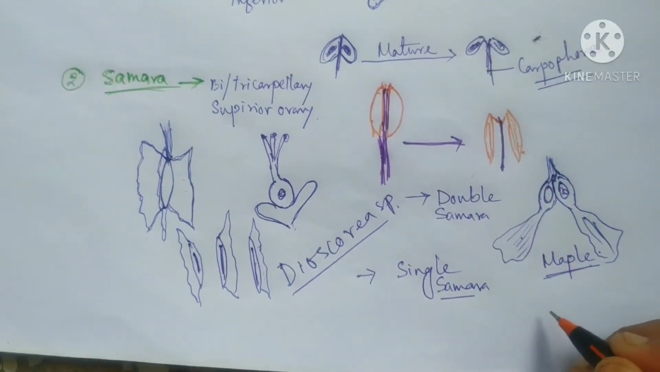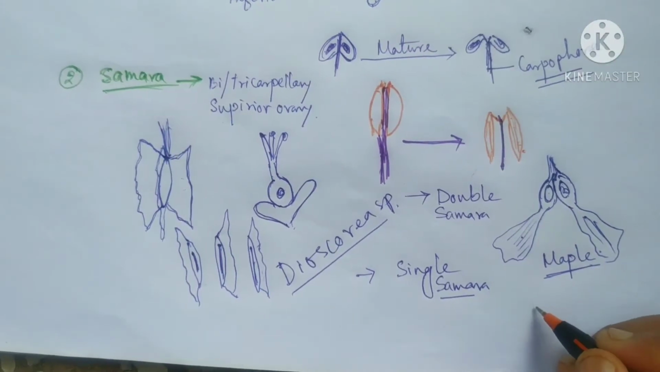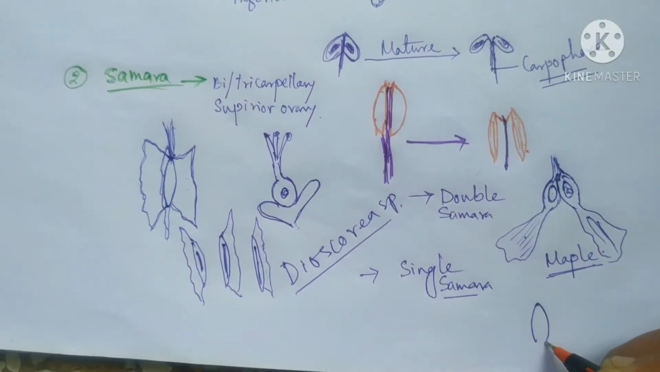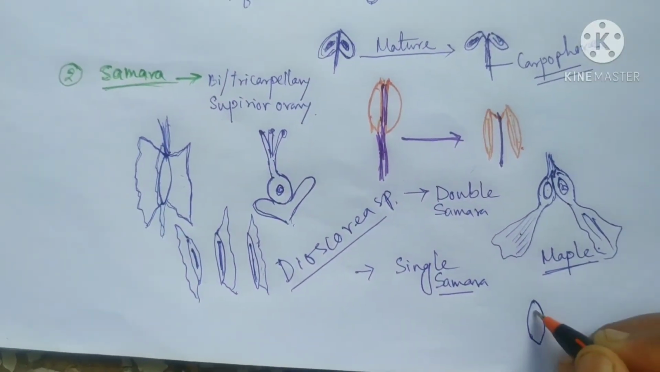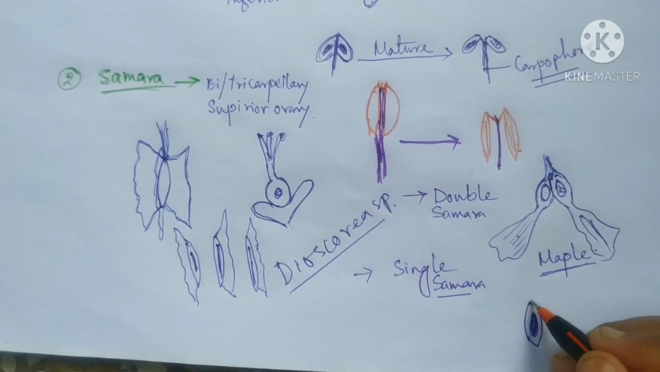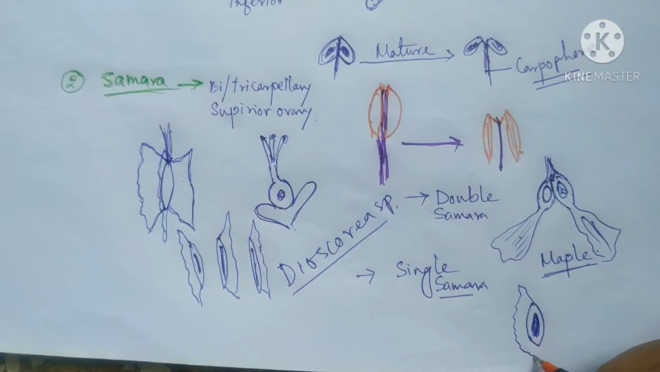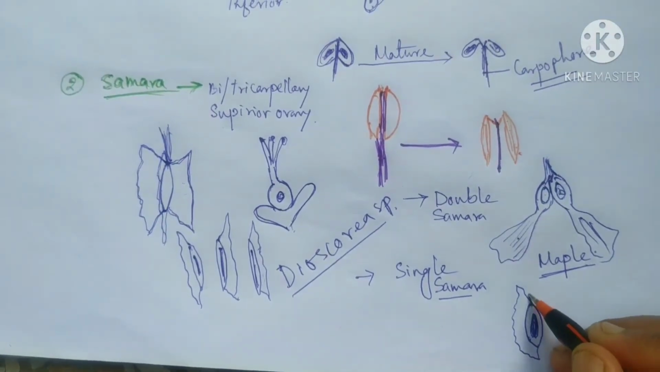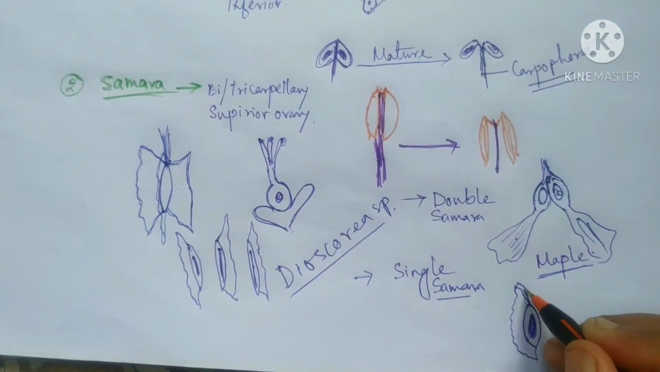Now in single samara, the fruit contains a single chamber and a single seed. So it has a single seed and a wing-shaped pericarp.